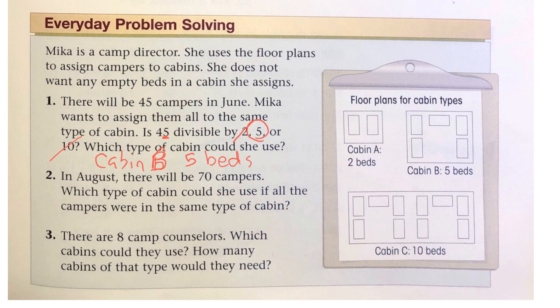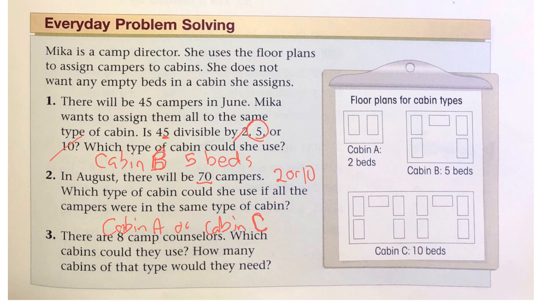Number 2. In August, there will be 70 campers. Which type of cabin should she use if all the campers were in the same type of cabin? Well, 70 campers ends with a 0. We could use either the 2 or the 10. So we could use cabin A or B. Or C, I mean cabin C.